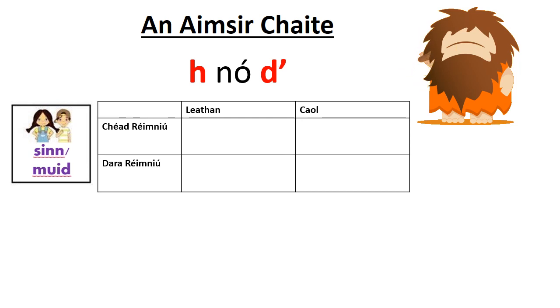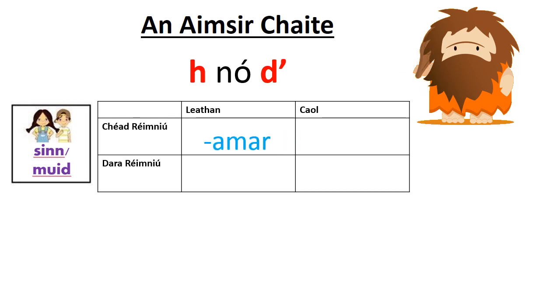So how do we do it? Well, it will depend on whether it's leathan, broad, or caol, narrow. And it will also depend on whether it's céad réimniú, which is that first group, which are mostly the one-syllable verbs, or dara réimniú, the second group, which are mostly multi-syllable verbs. So let's have a look at our endings for leathan céad réimniú.